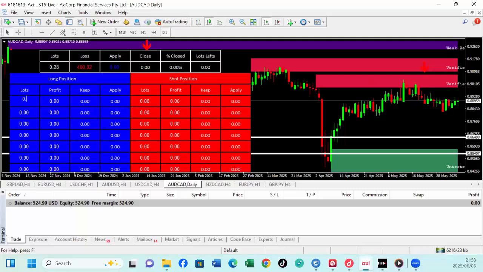Our lot size is 0.15. Enter. Our profit is 271.7. Enter. The calculator will tell us to keep all. We will have to keep a profit of $15 and we have to roll over 256. So our apply value here will be 256.70. Enter.